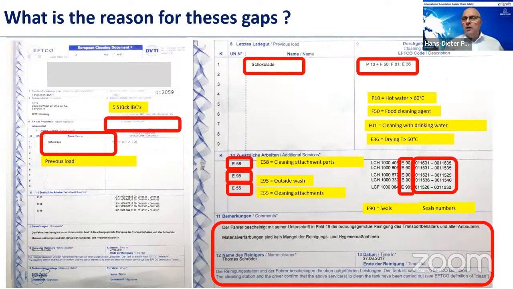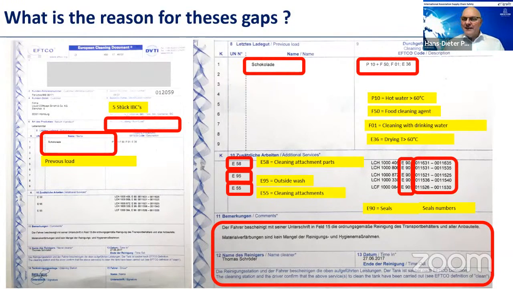P10 means only hot water with more than 60 degrees, but nobody can control how many degrees it has at the end. They put in this P10, and most of the factories accept this as a code for good cleaning. Of course, there is a list of 150 different codes, but maybe 10 or 15 are always used, and that is often this P10 and hot water.